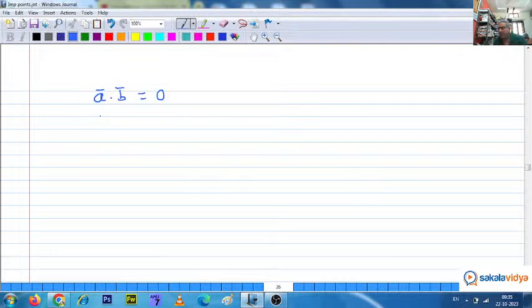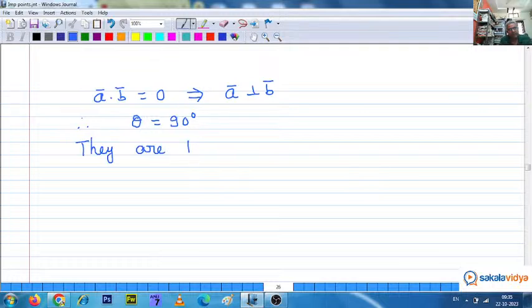If the dot product between the two vectors is 0, obviously A bar is perpendicular to B bar. Therefore the angle between them, theta, is equal to 90 degrees, or they are perpendicular to each other.